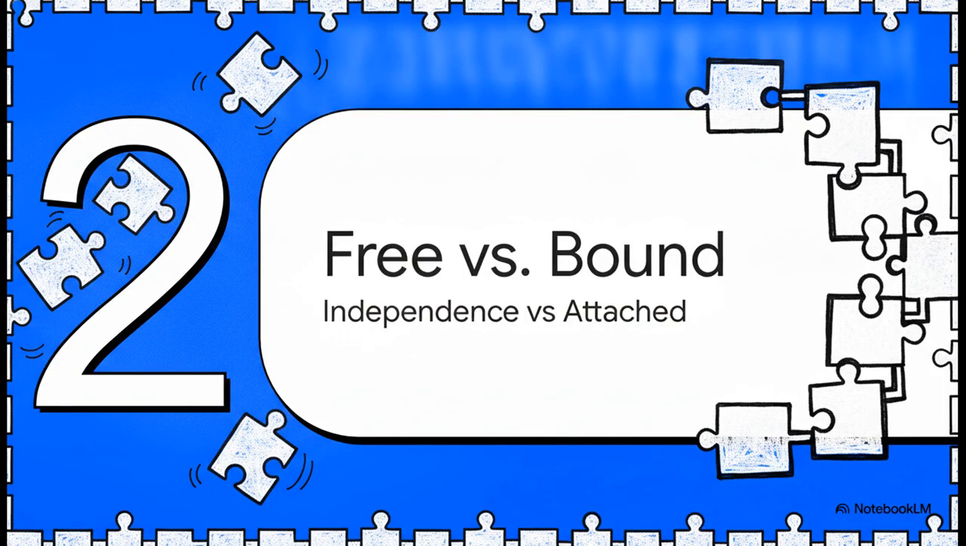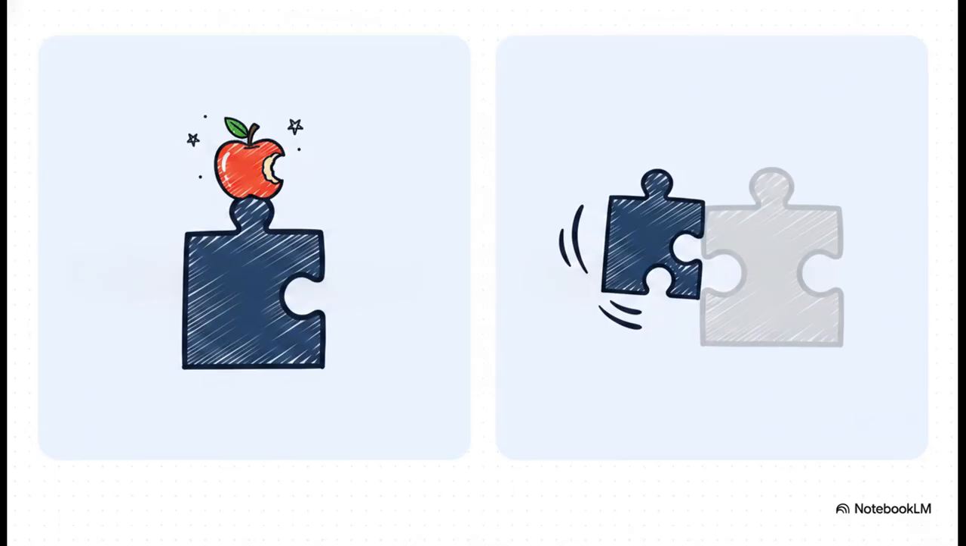Moving right along to part 2. Free versus bound morphemes. Independence versus attachment. You know, morphemes basically fall into 2 major camps. Free morphemes are the independent ones. You can utter them totally on their own, like answering the question, what are you going to do with just eat? Done. Makes perfect sense.